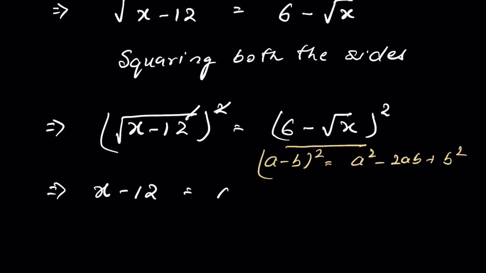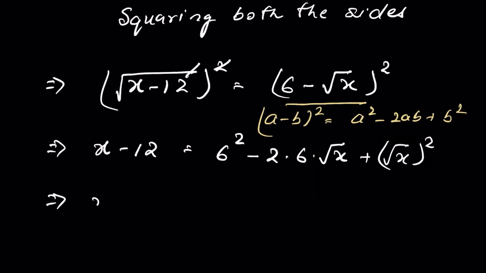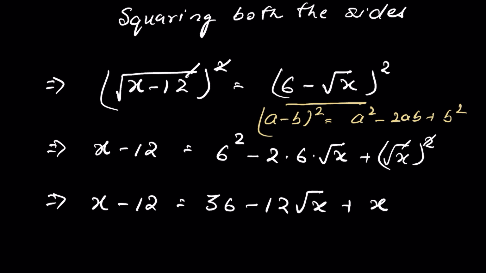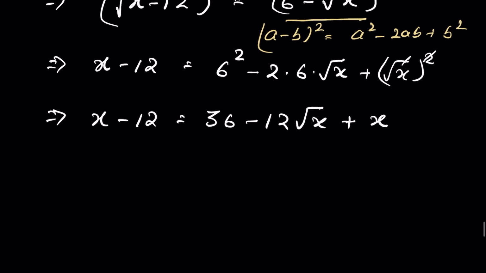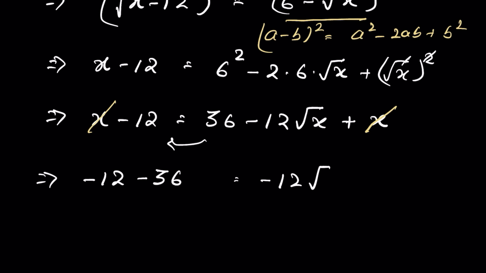So this will be 6 square minus 2 times 6 times square root of x plus square root of x square, or x minus 12 equals 6 square is 36 minus 12 times square root of x plus, we remove the square root with the square, so this is x. We can cancel x and x. Now we have minus 12, 36 is sent to the left hand side, so it will be minus 36 equals minus 12 times square root of x.